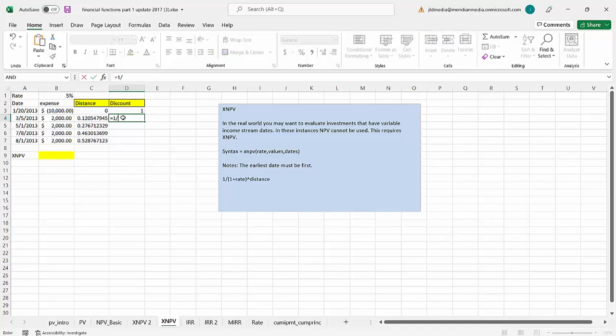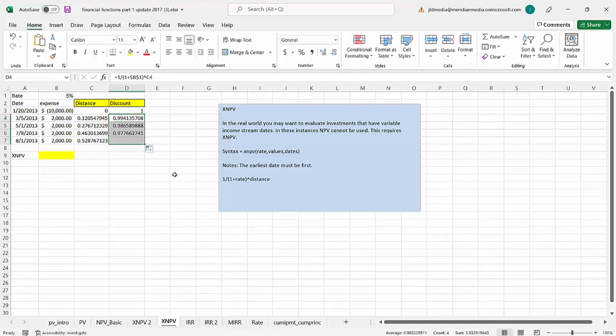We're going to take our 1 divided by 1 plus whatever our interest or our discount rate would be, raised to the power of our distance, and the distance we already calculated is right there. Now we need to absolute reference our discount rate to make sure that locks in. And at this point, we're able to go ahead and fill this thing down. So there we go. We're good. So this is our discount rate.